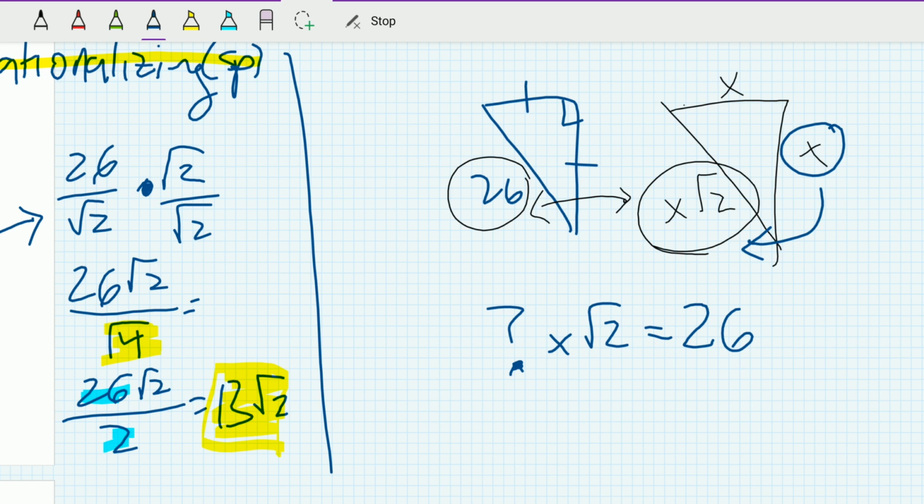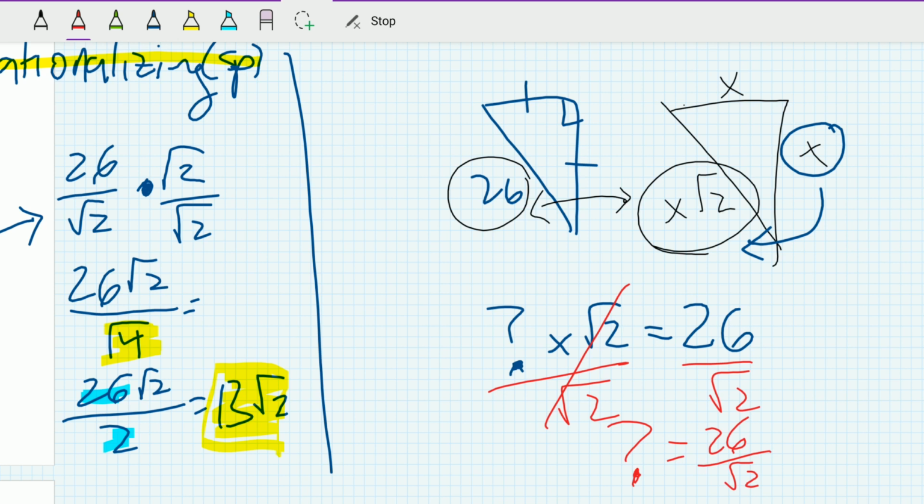That's what you're really thinking about. Like, what times square root 2 gives you 26? And so what you can do here is you can just divide by square root 2 and then boom, you're there at the rationalizing step. Right? So really just think about that. Divided by square root 2, because you're trying to figure out what that is. So then it'll be 26 over square root 2. And so there you go, right? That's the sort of shortcut method, but not really, because you're still going to have to go ahead and rationalize. But that's what you're really trying to do there, in a very shortcut kind of way.